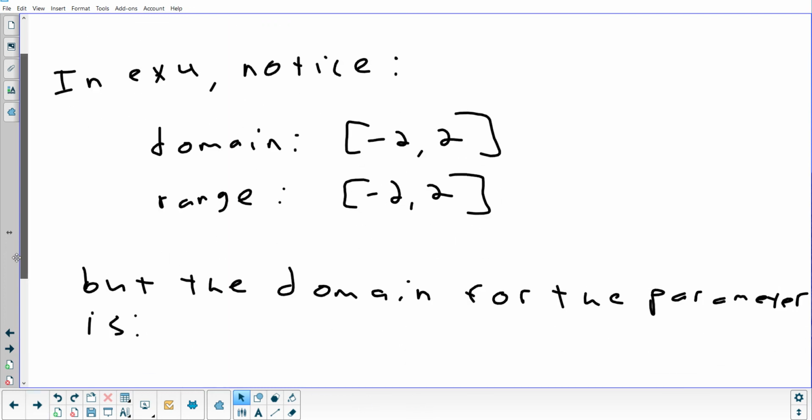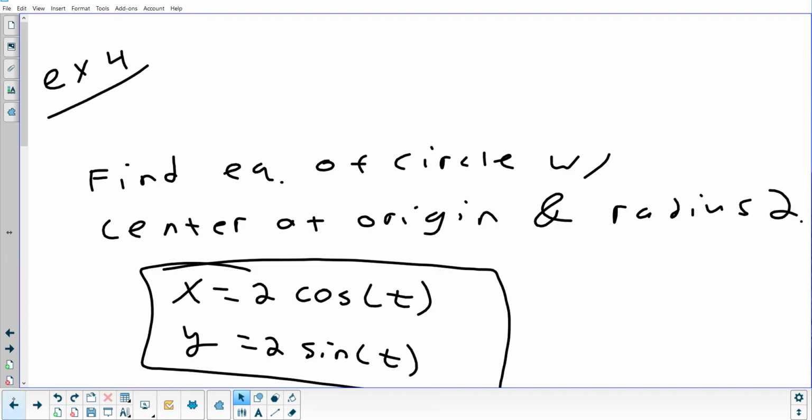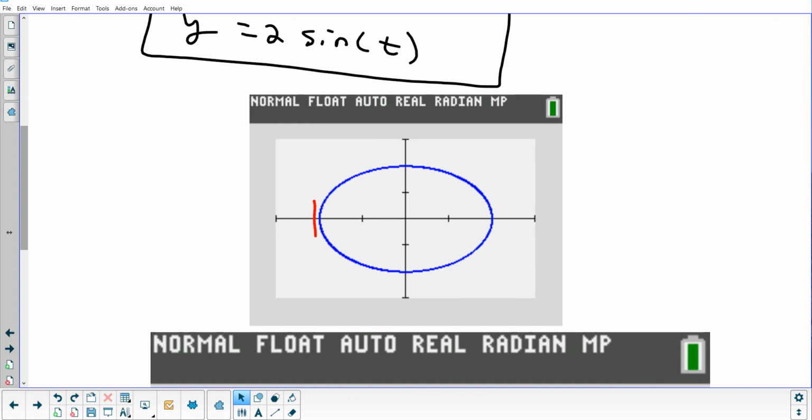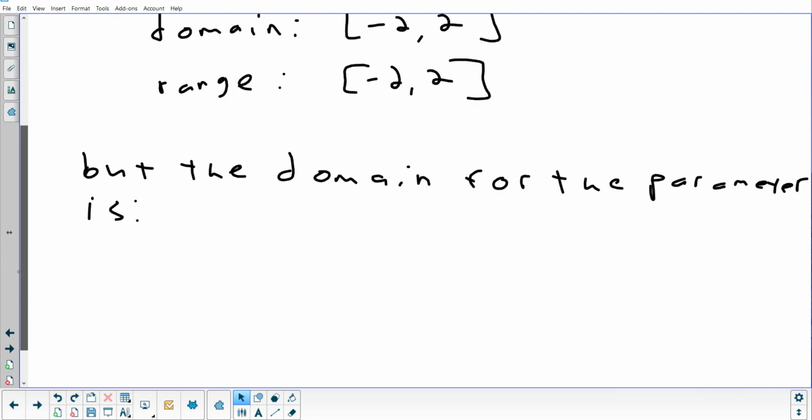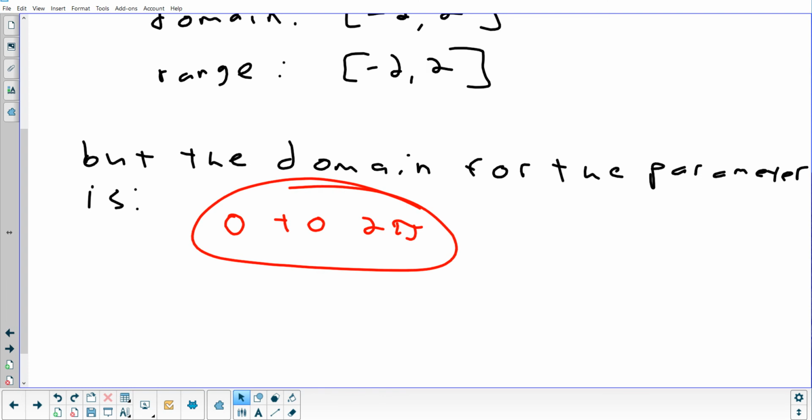All right. So notice in the example, the one we just did, the domain and the range of the circle were -2 to 2. Look at the sketch. Left 2, right 2, up 2, down 2. So the domain and the range are -2 to 2. But the domain for the parameter was 0 to 2 pi. If you don't go 0 to 2 pi with the parameter, you won't get a full circle.